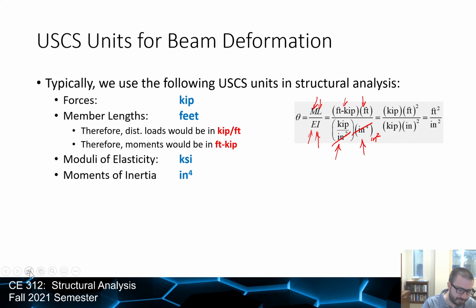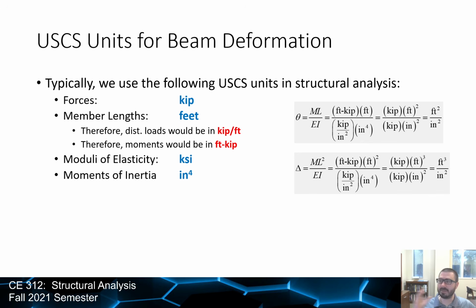So I'm left with something that's not really all that usable, right? I'm left with feet squared over inches squared. If I want the rotation, it doesn't make sense to express rotations in feet squared per inches squared. It's not usable, okay? Same thing with deflections, right? If you do the deflections, instead of getting feet squared per inches squared, you get feet cubed per inches squared. And again, that's not usable.